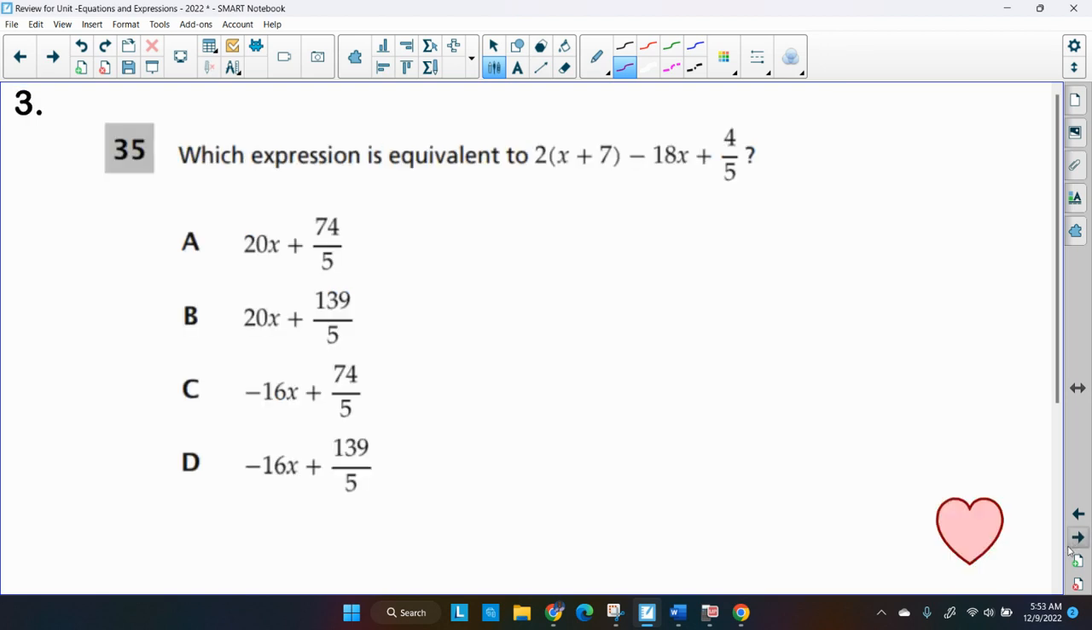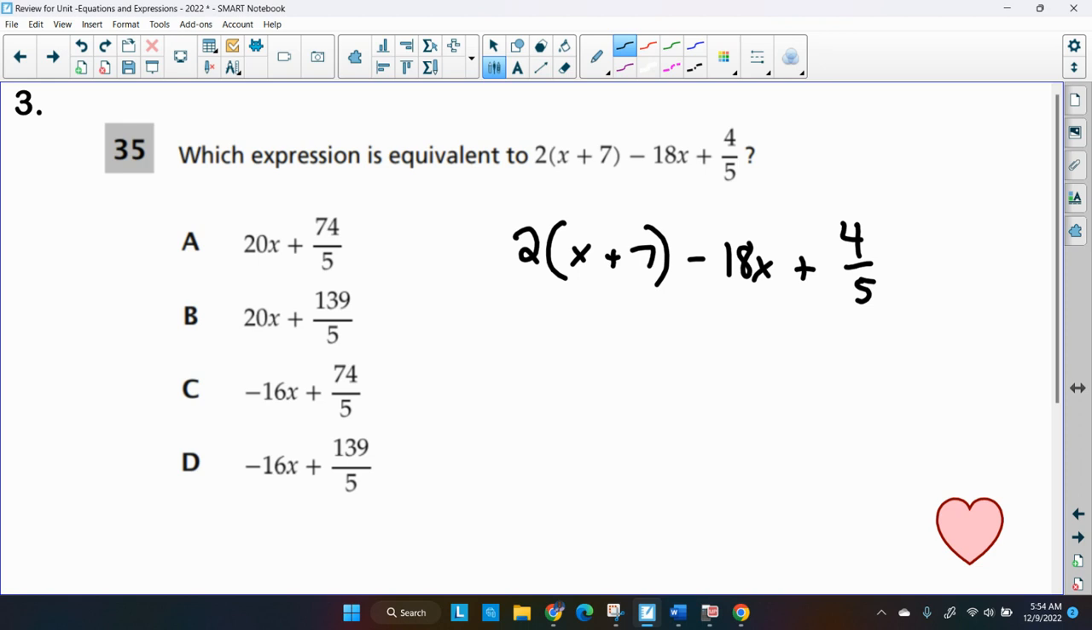All right, here's one. Which expression is equivalent to 2 parentheses x plus 7, minus 18x plus 4 fifths? So I notice this has a 35 there. I know it's question number 3. But the 35 means that it came from a state test. So this is a typical state test question that we have to practice to get it right. So I'm going to rewrite it. 2 parentheses x plus 7, minus 18x plus a fraction of 4 fifths.